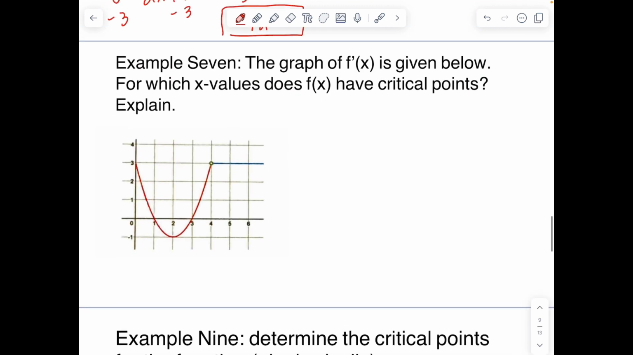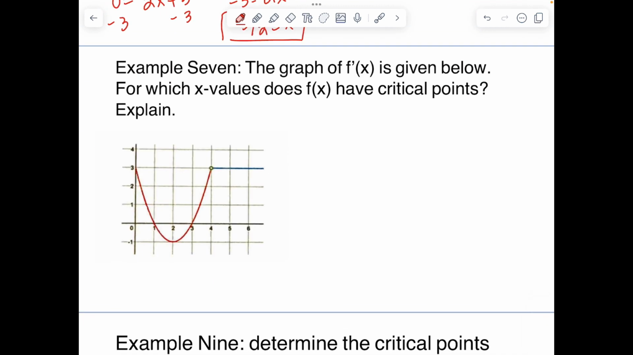Next problem. This one's a graph. The question is, this is the graph of f prime of x, so this is the derivative. And it says, for what values does the original function have critical points? Two conditions again: is there any place where the derivative doesn't exist? As I go from left to right, everything's good, hole in the graph, everything's good. If there is a hole in the graph, that means it's not continuous. And if it's not continuous, it is not differentiable.